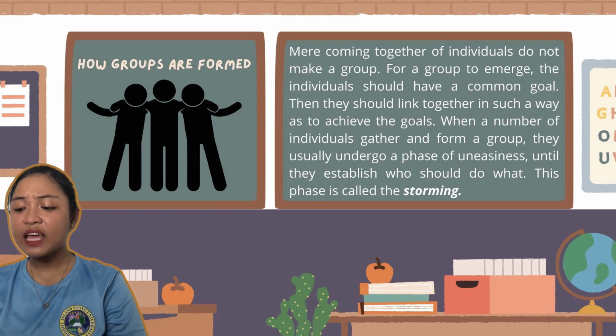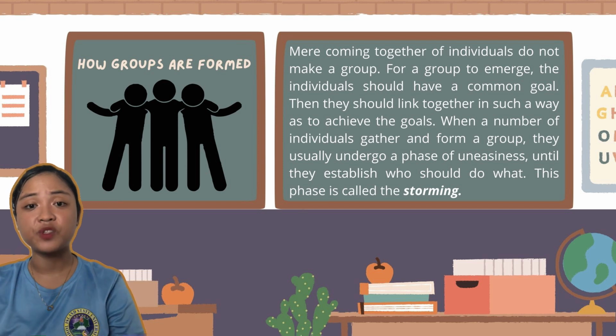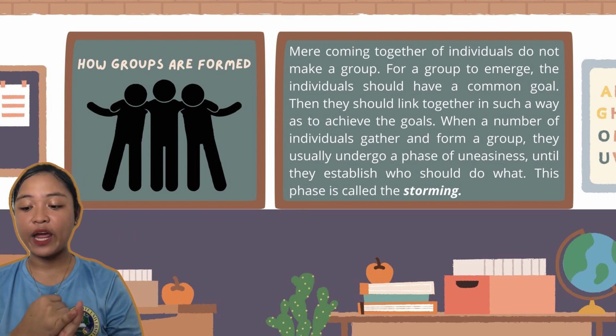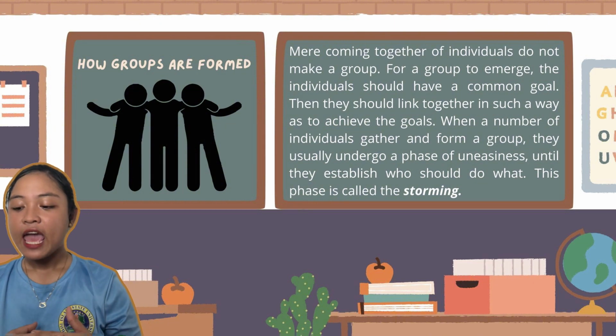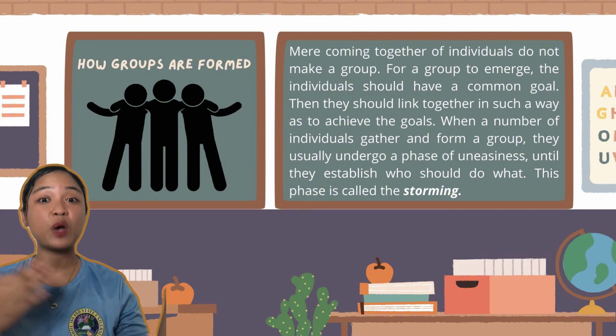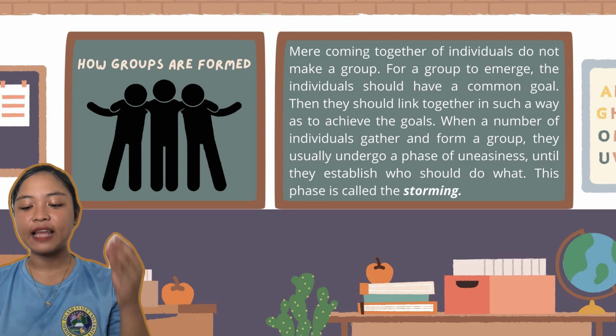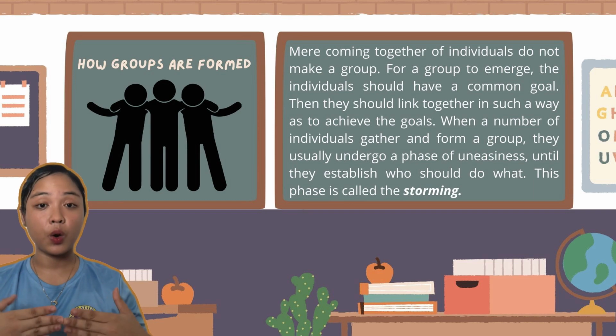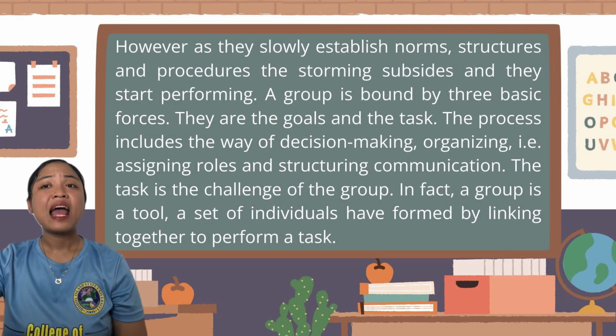There are three things that help keep a group together: having a common goal, having a clear way of working together, and having a challenge to overcome. A group is like a tool that people use to get things done, and they can do it on their own. However, as they slowly establish norms, structures, and procedures, the storming subsides and they start performing.